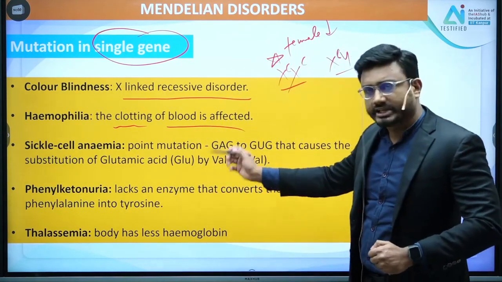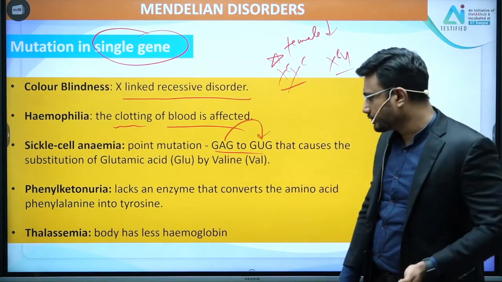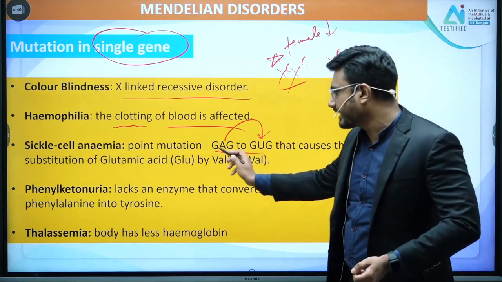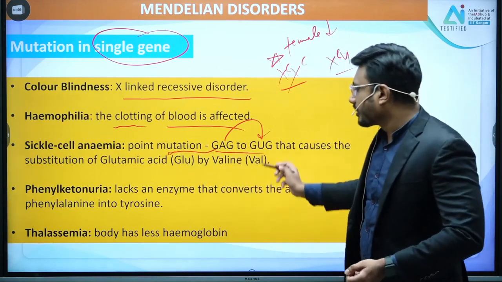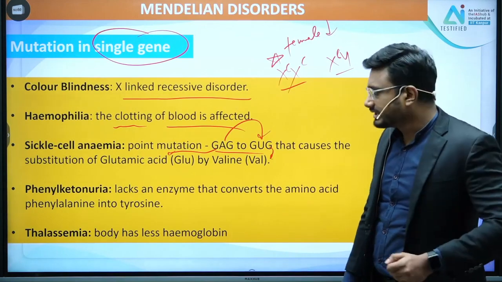So the point mutation is happening where A is getting converted into U, that causes the GAG, that is making the glutamic acid. Because of the point mutation, it is forming the valine that leads to this disorder.